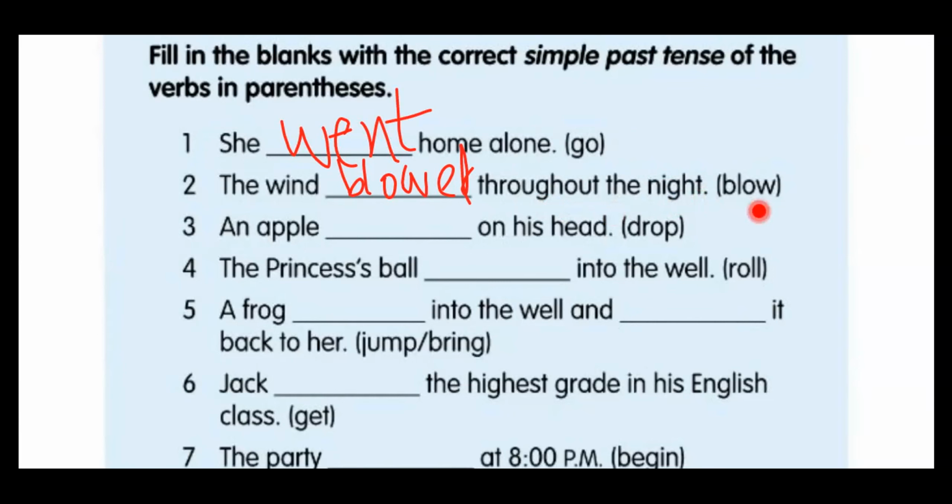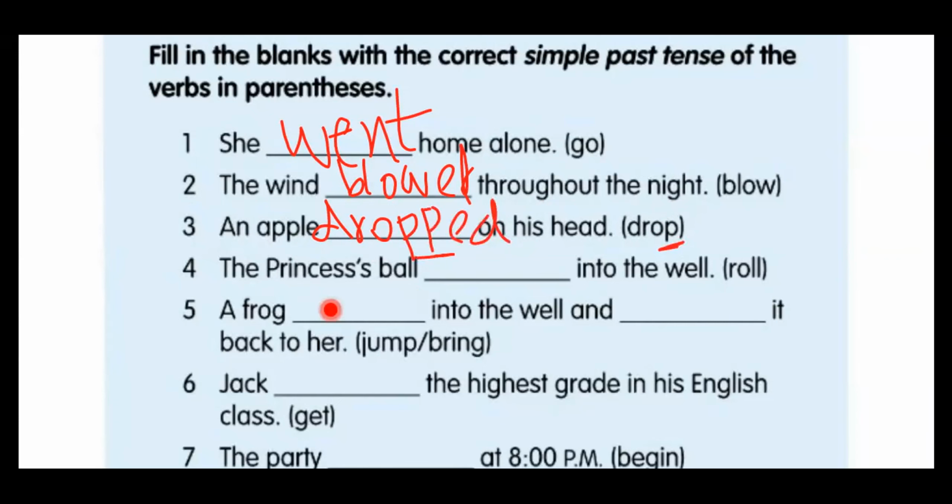Yes. Next, an apple dropped on his head. Dropped, dropped. Yes, dropped on his head. So what are we doing over here? Double P. Okay, we are doubling the last letter. Drop, dropped. The last letter is P, so we have double P over here. Dropped. Okay, double the last letter.